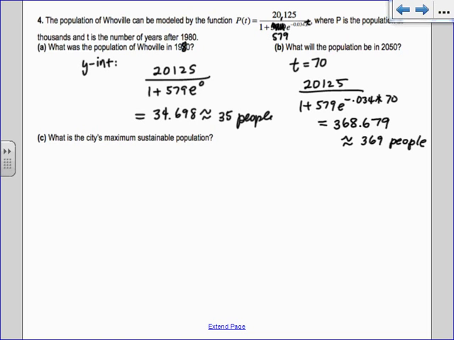Okay, what is the city's maximum sustainable population? They're not growing very fast. They could grow a lot faster, couldn't they? 20,125. How did I get that? That's the limit to growth, right? So it's the C value.